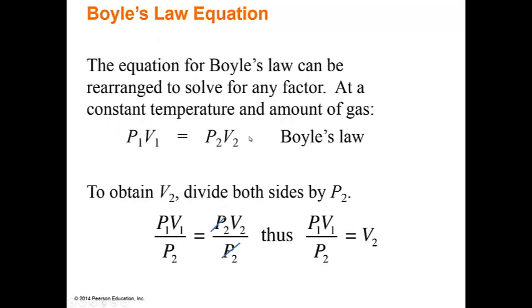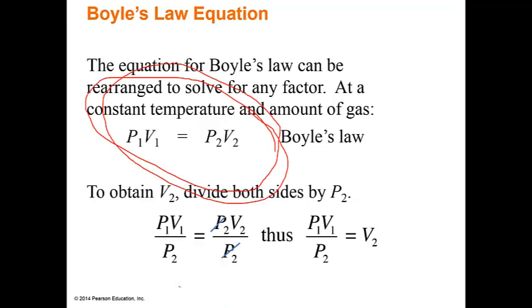So this is where algebra comes into play, guys. This is where we need algebra. It is all about how do we manipulate this. We got to manipulate this, okay? So in order to solve for any one variable, you need to know 3 other variables in order to do so. All right, so in this case, it's saying to obtain V2, divide both sides by P2.